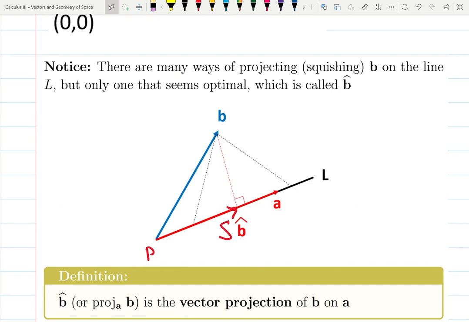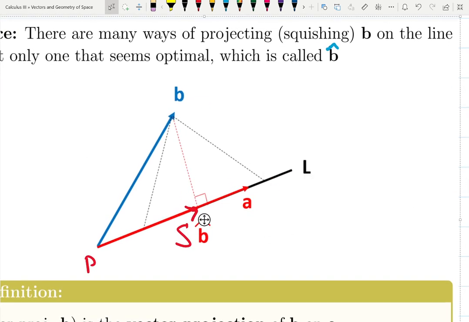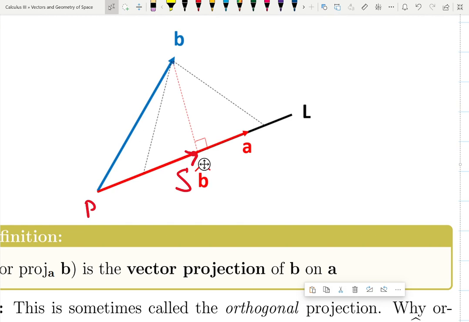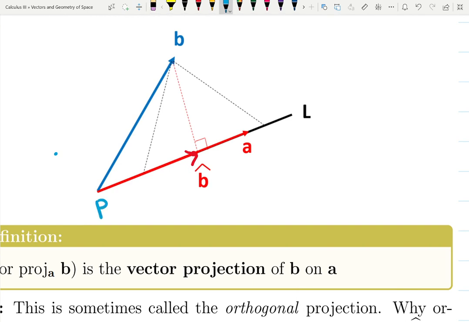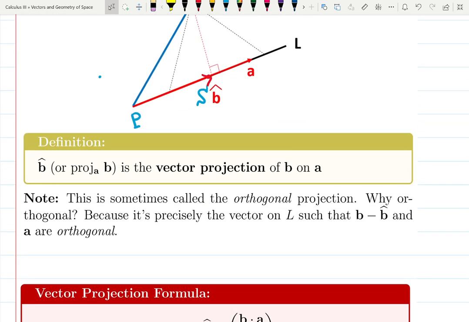Let's call it B hat. The hat looks like that. It doesn't matter. You can call it B star, B hat. In this case, we're going to call it B hat. Here it is. And I will also call it, let's use another color, P and S. P, S are points. So P, S is the projection of B, and it's a vector, so it's B hat.